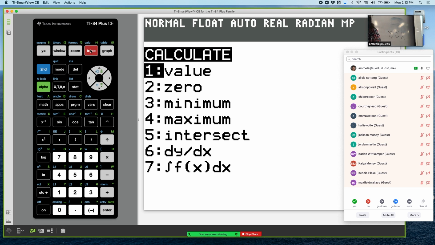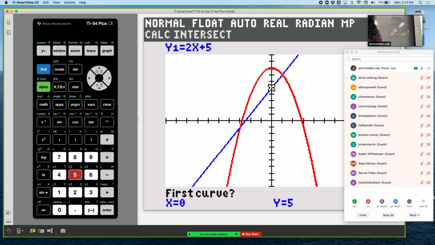All right, and then that menu comes up again. Okay, now this time what are we doing? We're looking for the intersection points, so we probably ought to pick 5 for intersect. Okay, now after you do that, just wait for a minute. Okay, now the calculator is really, really smart. It says first curve. The cursor is blinking on that blue line. And in Y1 we had 2x plus 5.